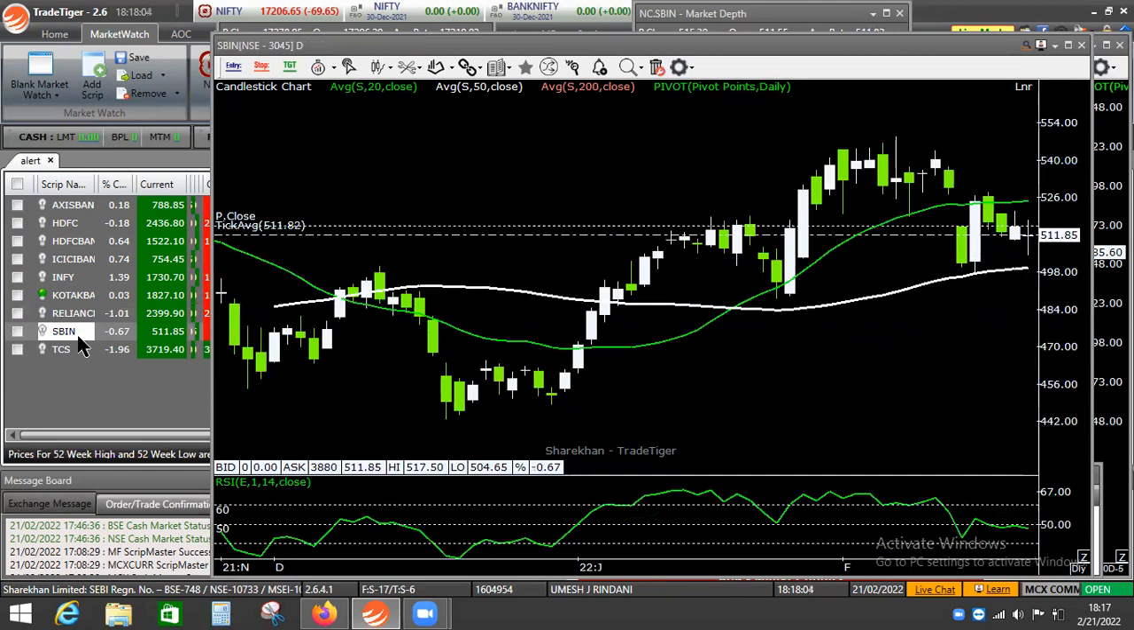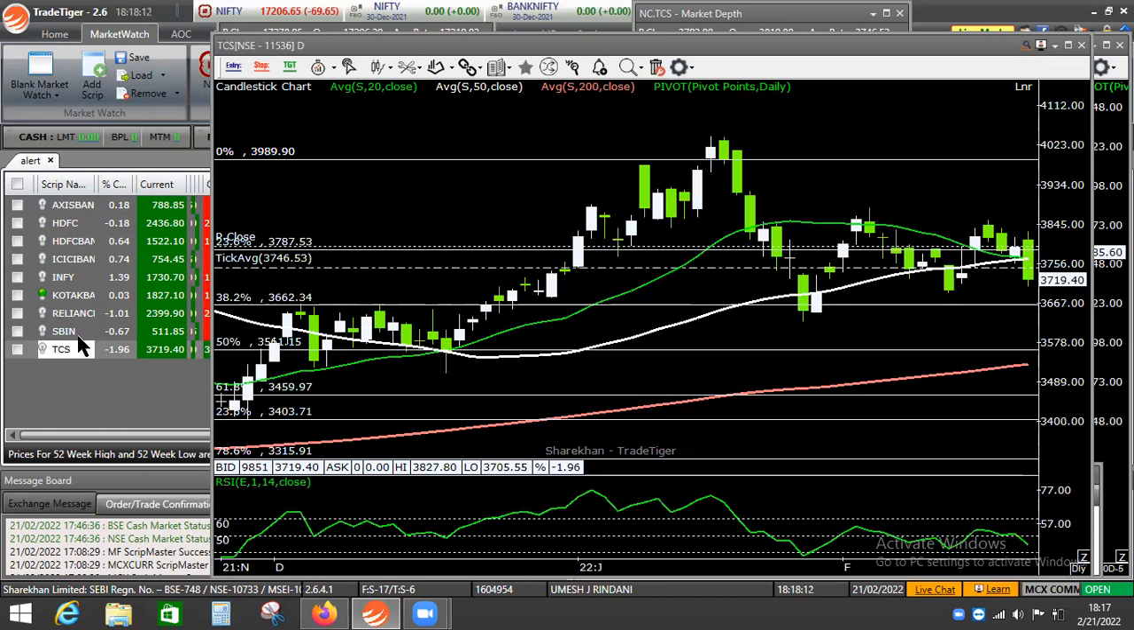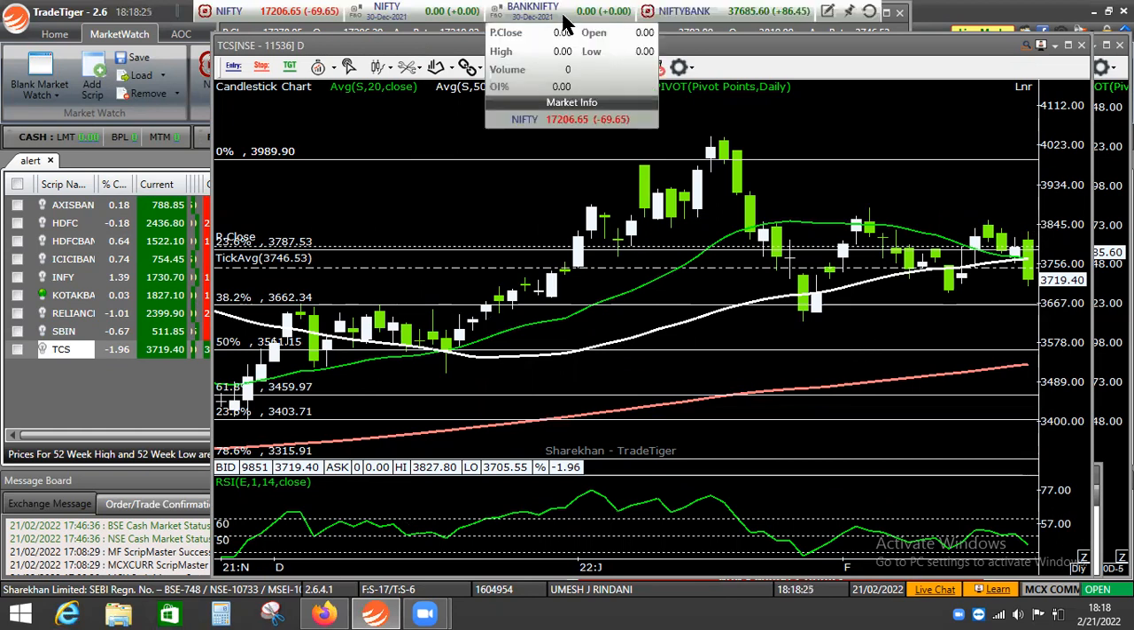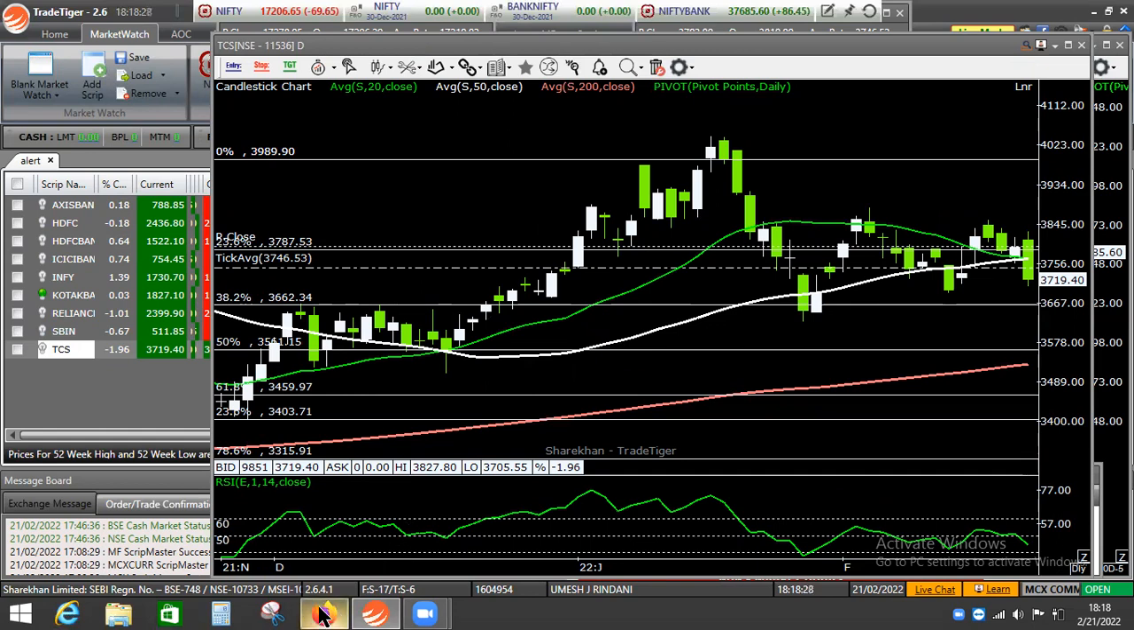SBIN भी 50 DMA के support पर है. Doji है. Indecisive. And why TCS is suffering? Nobody knows. But people keep buying, right? Because people want to see the 4,500 buyback price. So TCS, will it come over here, which is a Fibonacci support, or will it just reverse from here? I don't know. Do you know about this? If you know, please let me know.